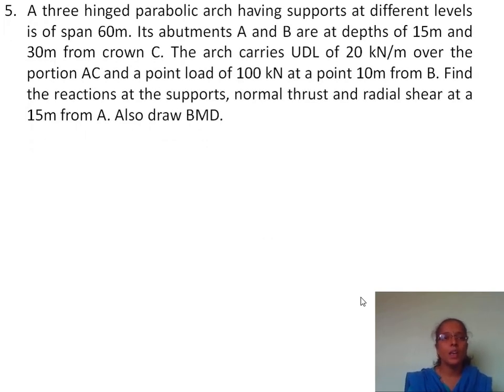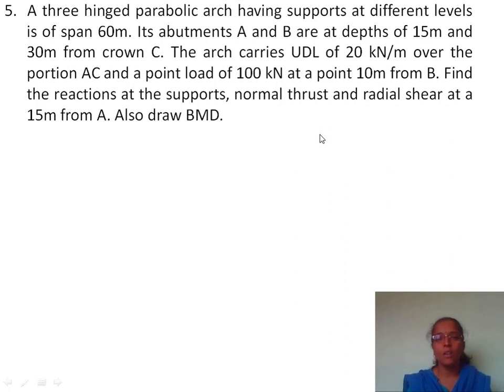The problem is: a 3-hinged parabolic arch having supports at different levels is of span 60 meter. Its abutments A and B are at depths of 15 meter and 30 meter from crown. The arch carries a UDL of 20 kN per meter over the portion AC and a point load of 100 kN at a point 10 meter from B. Find the reactions at the supports, normal thrust and radial shear at 15 meter from A, and also draw the bending moment diagram. This is the given problem.